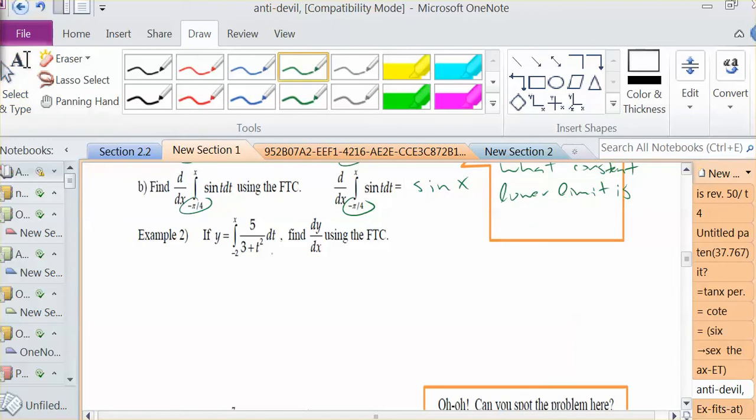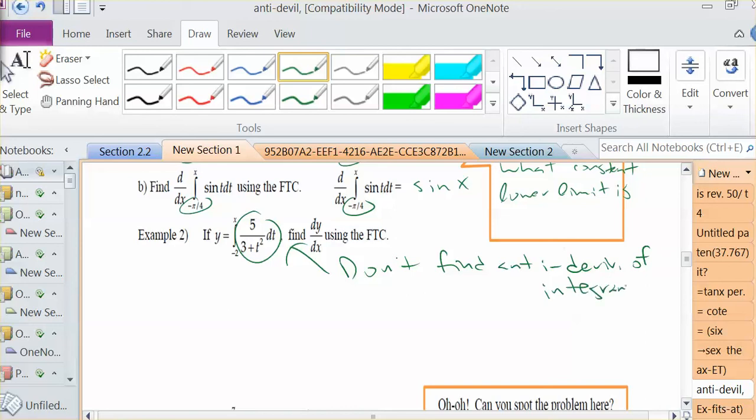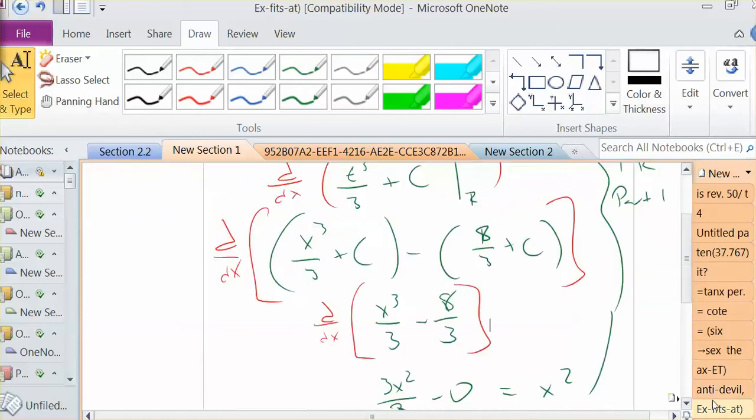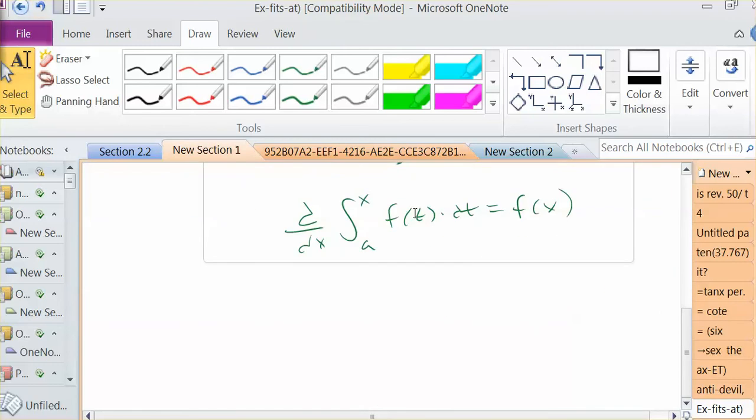By the way, don't find the antiderivative of the integrand. Remember, the integrand is the expression that you're taking the definite integral of, which you ultimately do the antiderivative, and then you plug in your upper and lower limits, take the difference, and you're done. Don't do that here, because the question is asking you for the derivative of the definite integral. And you're also being asked to use FTC. FTC part 1 is right here. You're just going to replace t with x.